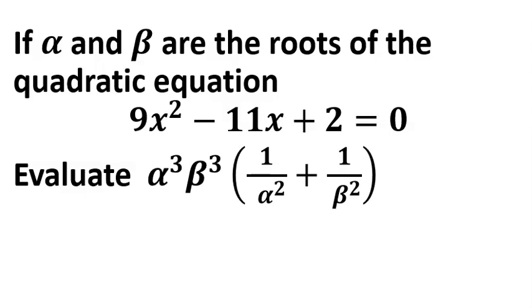Welcome to Autism Mathematics. In this video, if alpha and beta are the roots of the quadratic equation 9x squared minus 11x plus 2 is equal to 0, we are to evaluate alpha cubed beta cubed times 1 over alpha squared plus 1 over beta squared. So let's see how we are going to do this.